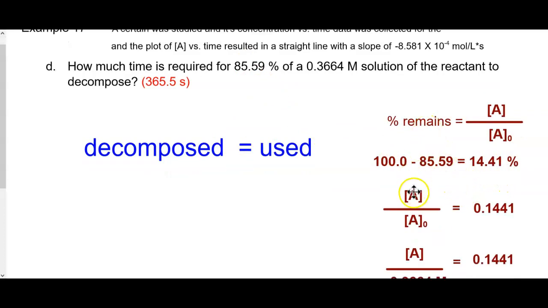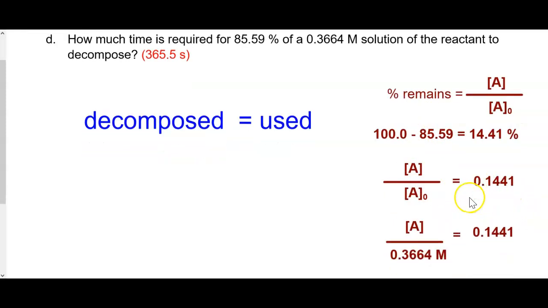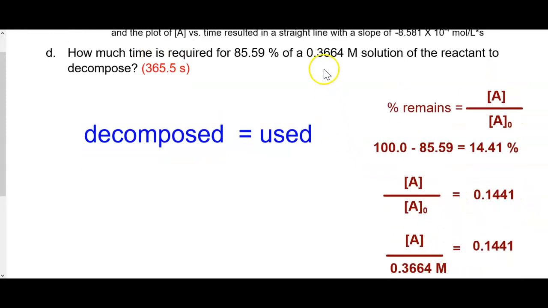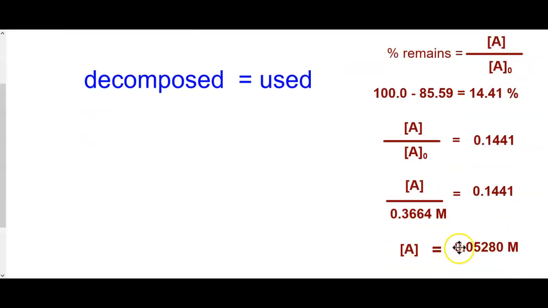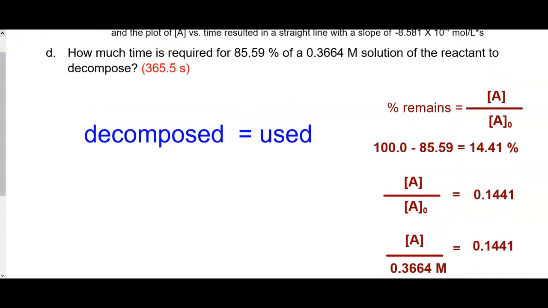And now we can put A over A naught equals percent remains. Remember, you have to write that percent as a decimal. We're going to put in our initial concentration, our A naught, underneath where it belongs, as you can follow through. We're going to cross multiply and we're going to get our A to be 0.05280 molar. I expect this part to be shown on any calculation you do.